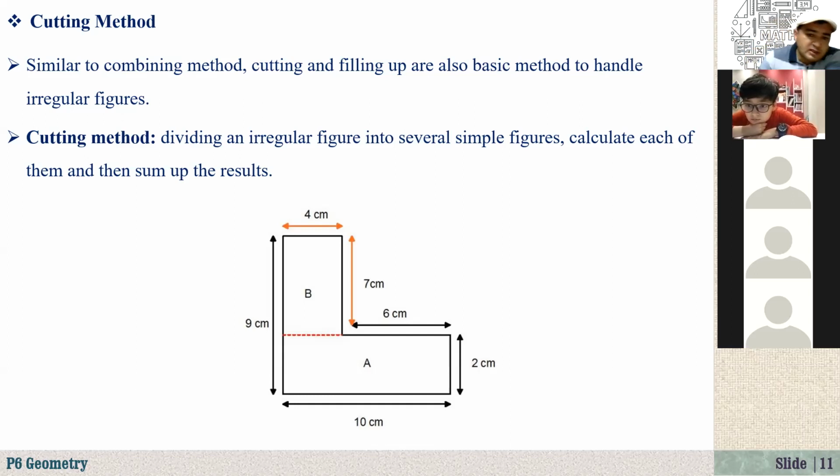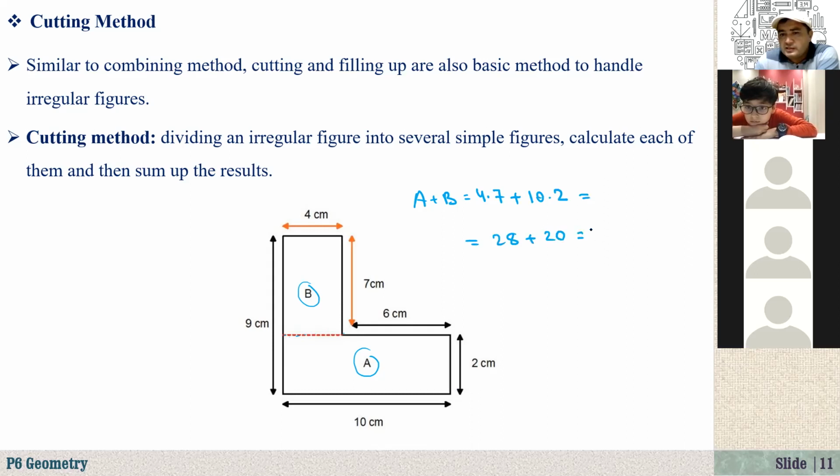And suppose that if you are given this kind of shape, if I just cut from here, for example, and let me just label this area by B and this area by A, right? So the area of this figure will be A plus B. What is A? It is width times length, so that's equal to 4 times 7, plus, how about the B? It is 10 times 2, which is equal to 28 plus 20, that's equal to 48 centimeters squared.